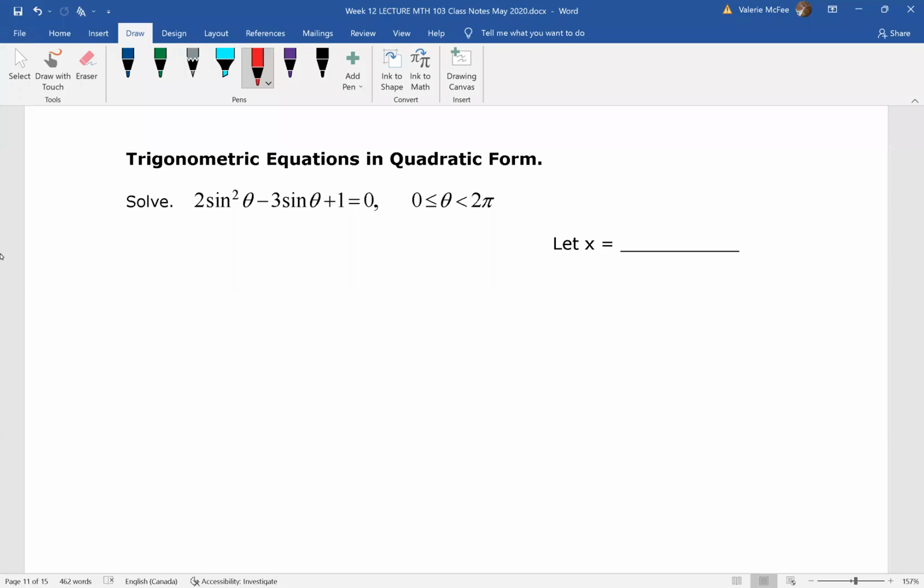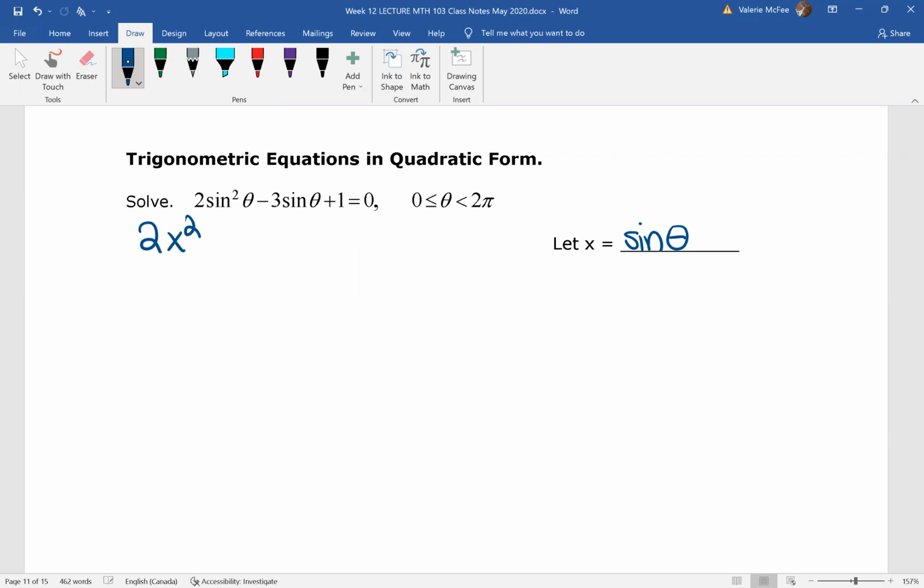By looking at this equation, you can identify that it is in quadratic form. We have sine squared and we have just sine to the power of 1. You could go ahead and factor from this form, but if it's too difficult, we can simply let sine theta, not everything in the brackets, but just sine theta, equal x. That's going to make it easier for us to look at.